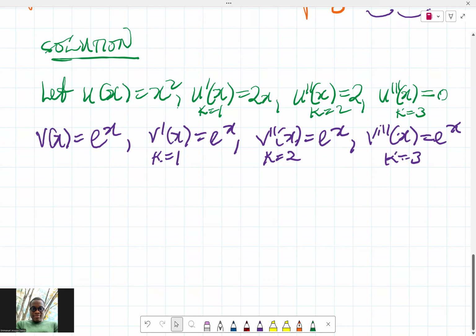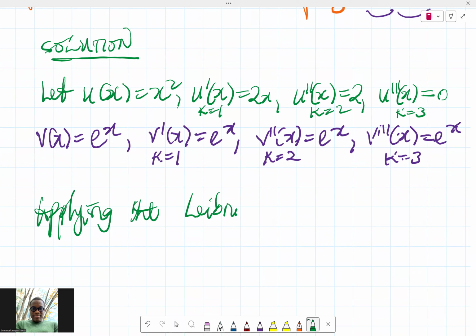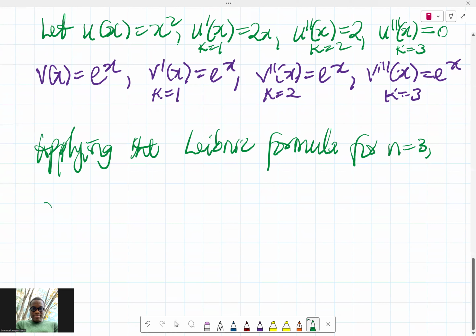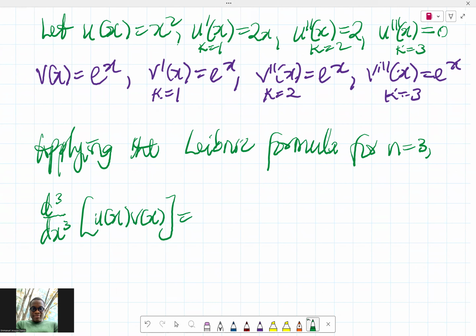Applying the Leibniz formula for n equals 3. So that means the third derivative of u of x, v of x would just be the summation from k equals 0 to 3, because n is 3, right? From k equals 0 to 3. Then n combination k, that's 3 combination k.